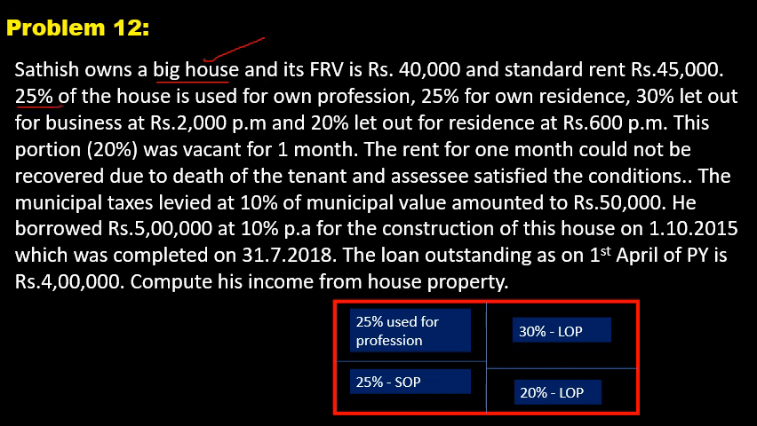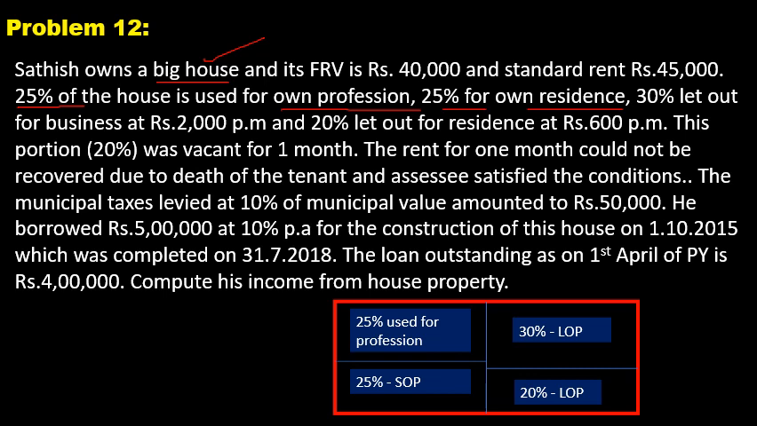In that, first part, 25% of the house is used by SSC for own profession. If any house property is used by SSC for his own profession, then it is not assessable under income from house property. Second part, 25% for own residence, so it is considered as a residential house used by SSC. So this part is a self-occupied property.